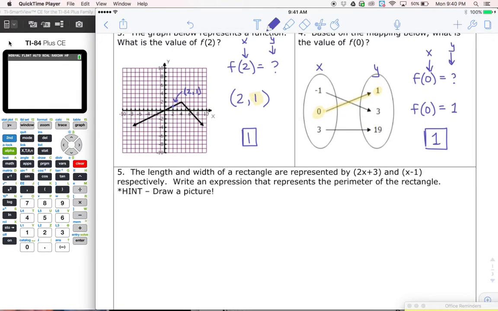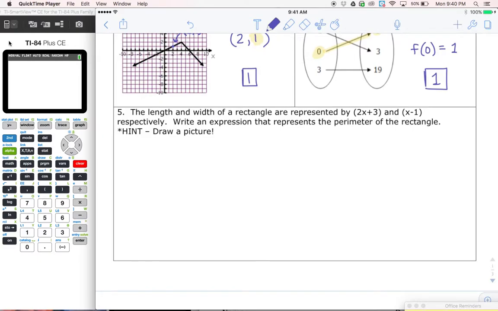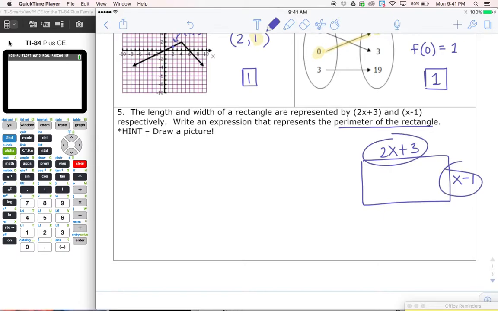Problem 5. In problem 5, we're talking about the perimeter of a rectangle, and you're given 2 sides. So definitely always start out these problems by drawing a picture. All right, we've got a 2x plus 3, we've got an x minus 1. A lot of students add these up and call it a day, and they're wrong, because if you're doing perimeter, you need all the sides.